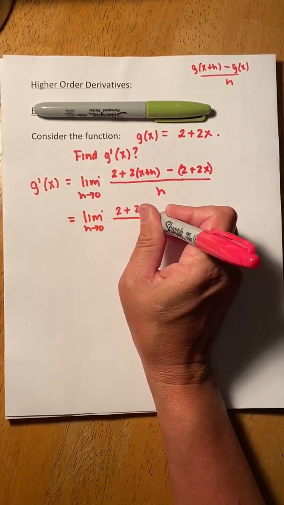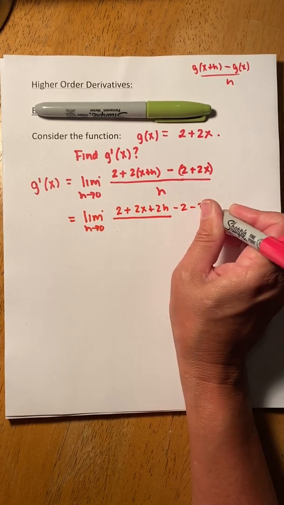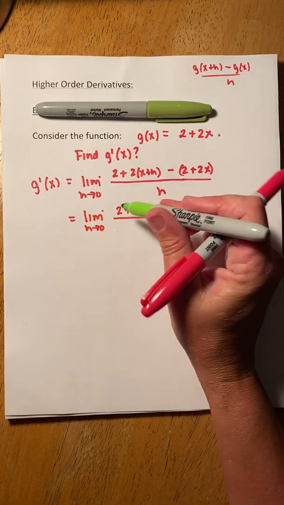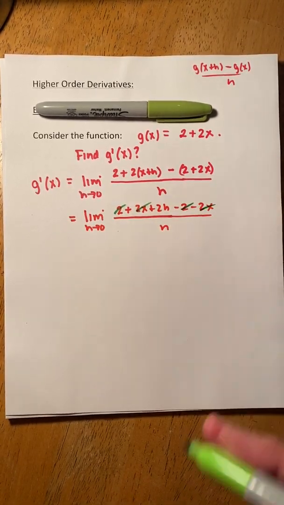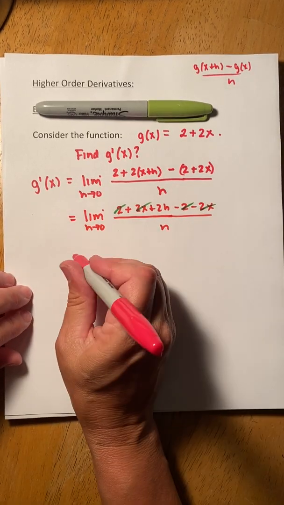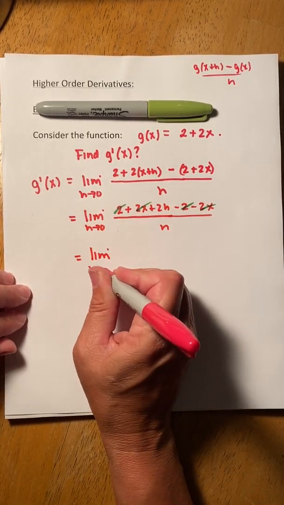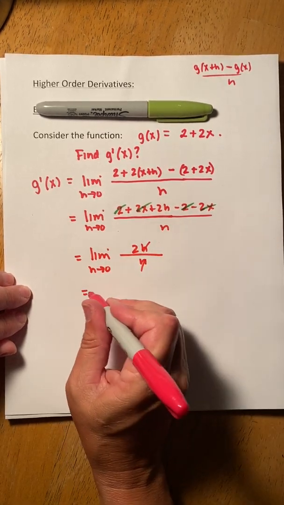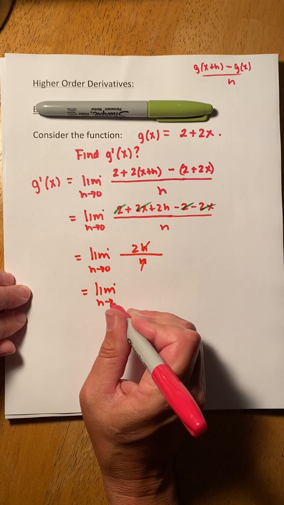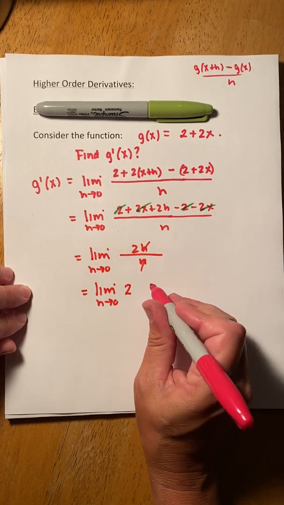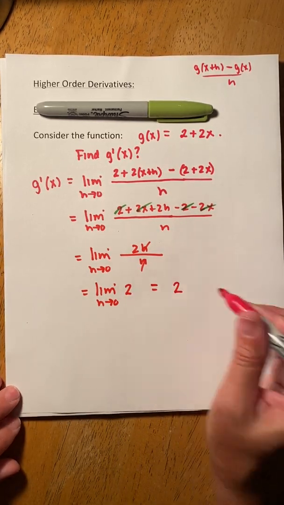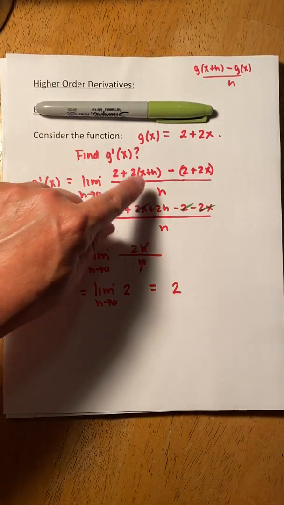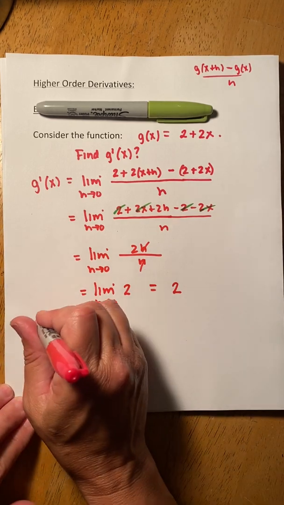2 plus 2x plus 2h minus 2 minus 2x all over h. So nice things are happening. We're going to cross off anything that doesn't have an h, it's going to go away. And we're going to get the limit as h goes to 0 of 2h over h. Those go away. The limit as h goes to 0 of 2. Now remember, the limit of a constant is just the constant. Right. So what we do here is this is the derivative of the derivative.